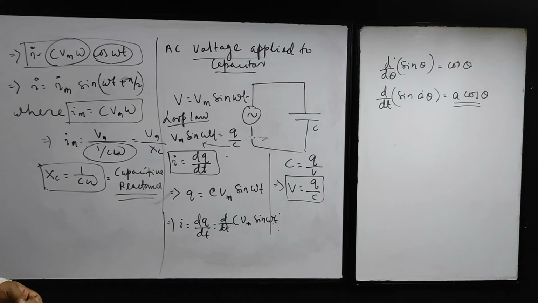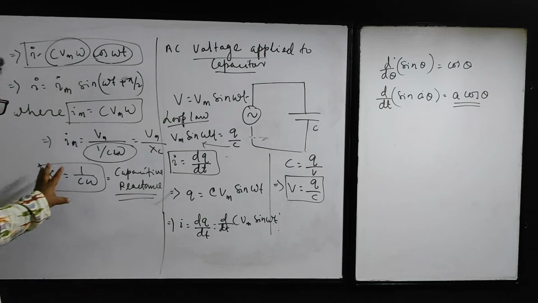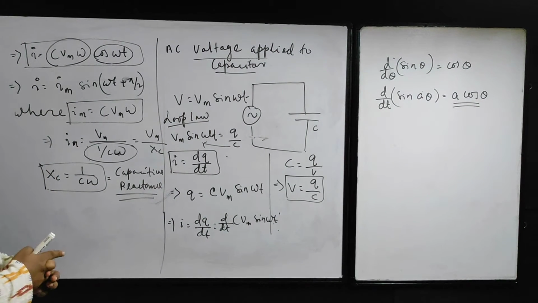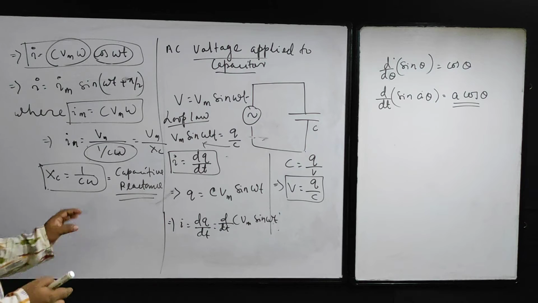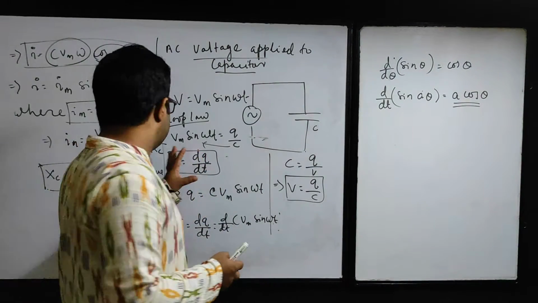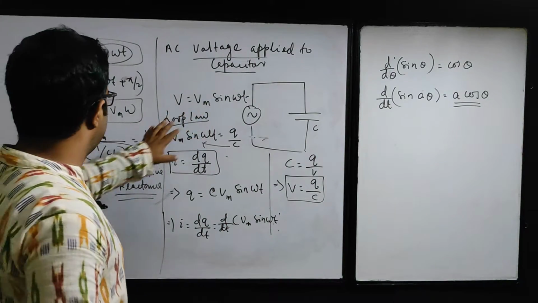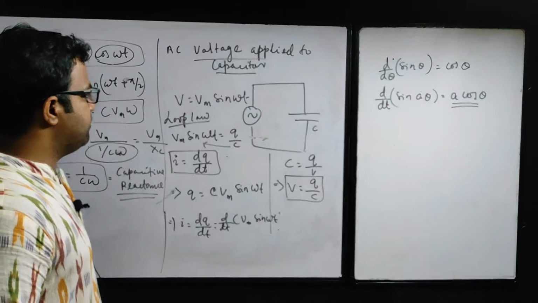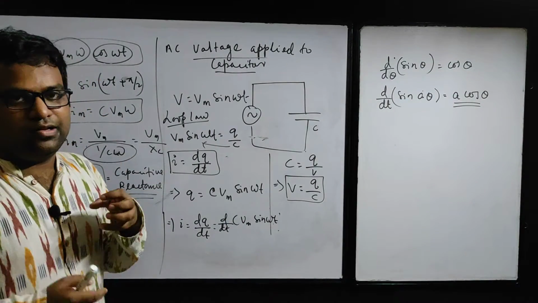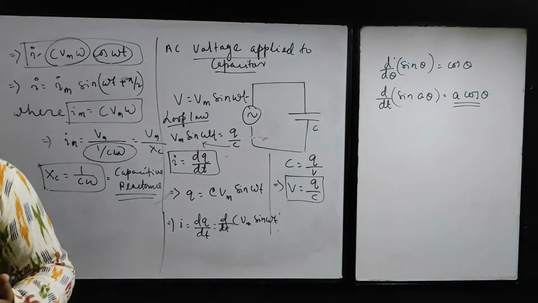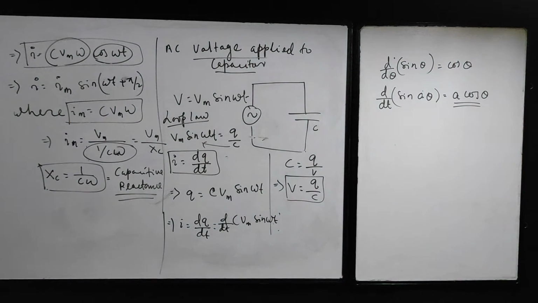Capacitive reactance, Xc equal to 1 upon C omega, right? So now what will we do? We will draw the phase diagram. Now we established a relationship between voltage and the current, right? So now we will draw the phase diagram. How will the phase diagram look?